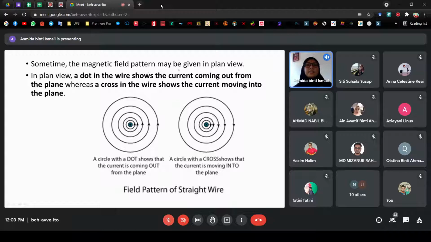Okay, sometimes the magnetic field pattern may be given in the plan view. Okay, this is the plan view, means that you look from the plan side or you look daripada atas. Okay, in plan view, a dot in the wire shows the current coming out. Okay, kalau dot ni means current coming out. Okay, and this X shows that the current is moving into, current dia masuk. Yang ni means current dia masuk, yang ni means current dia keluar. Okay, so if your current keluar kan, so your direction is anti-clockwise. Okay, this is your current moving into, this is your current coming out. Okay, this is the plan view.